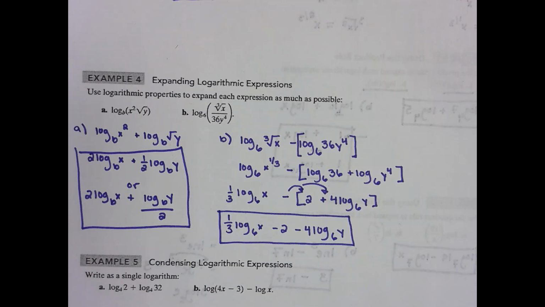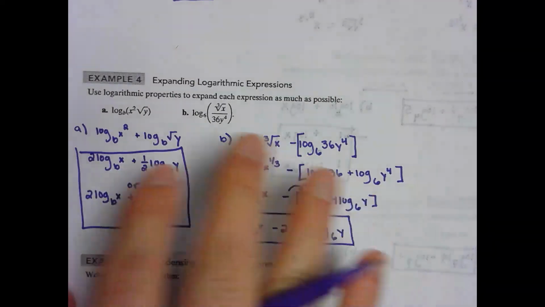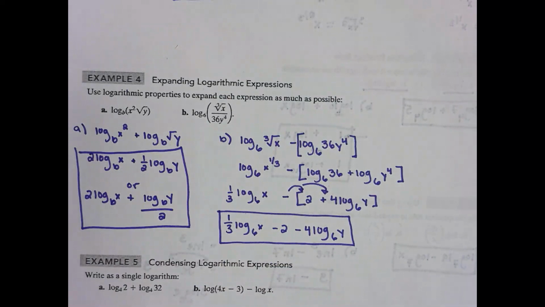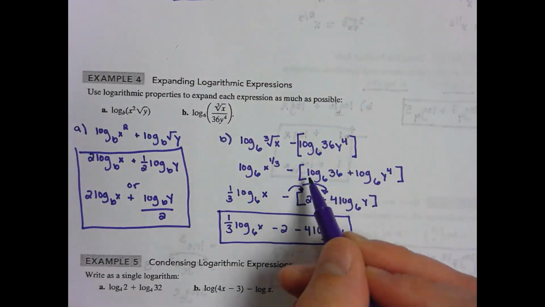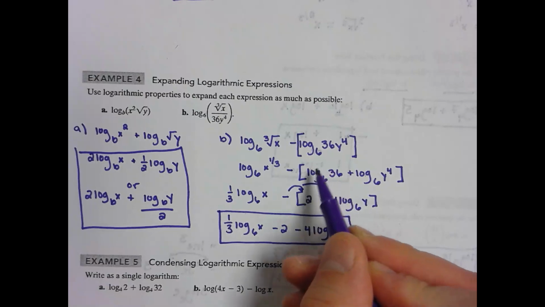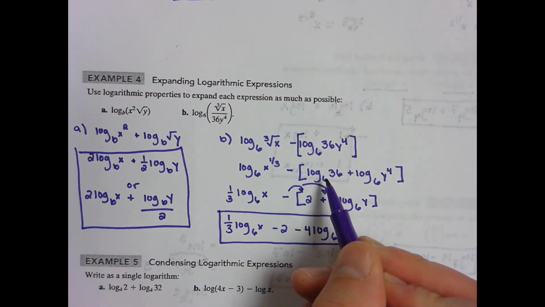Okay, so questions here, because this is us using all the properties. Yeah? How did you get the 2? I'm just evaluating what log base 6 of 36 is by thinking about 6 to the power of what is 36, just like what we did in the warm-up.